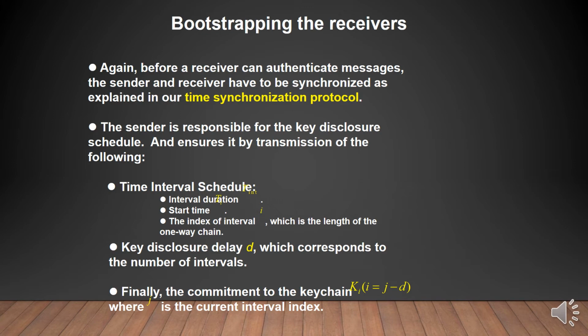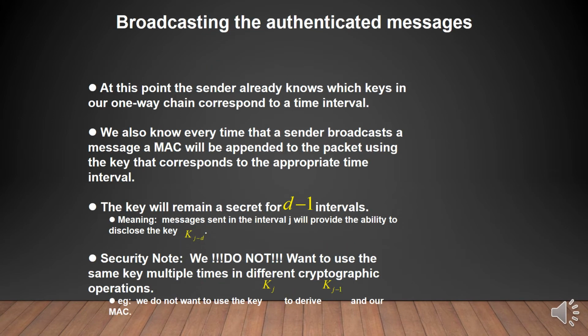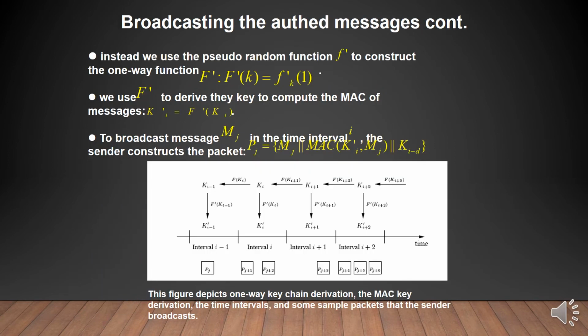Broadcasting the authenticated messages. At this time, the sender already knows which keys in our one-way chain correspond to the interval. The key remains secret for d minus 1 intervals, meaning that the message sent in interval j will provide the ability to disclose the key k j minus d. The same key is not used multiple times in the cryptographic operation.